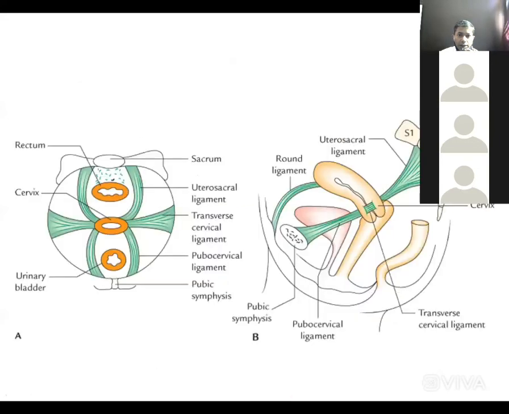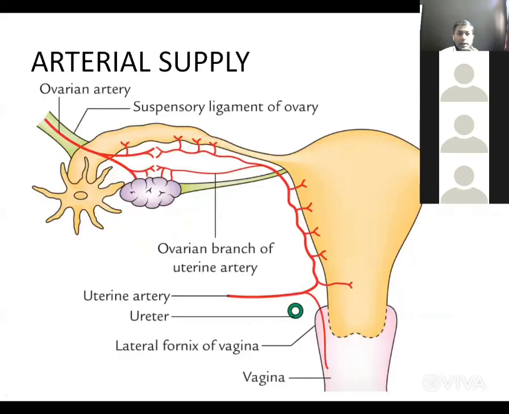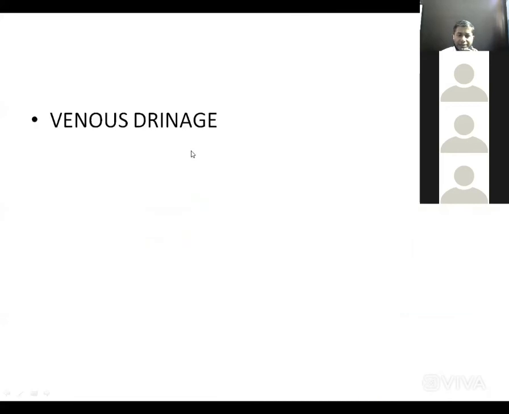All these are now coming to the arterial supply. Arterial supply is through the uterine artery, which is a branch of the internal iliac artery, supplying the uterus. Then venous drainage is the same: the uterine vein, which drains into the internal iliac vein.